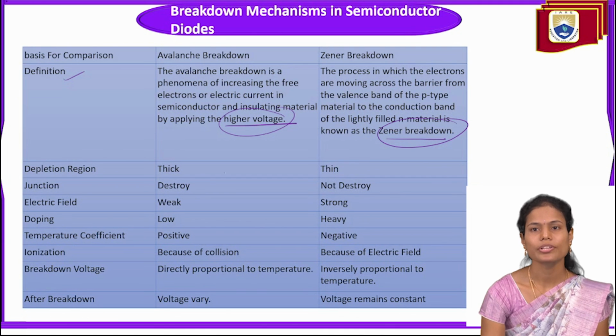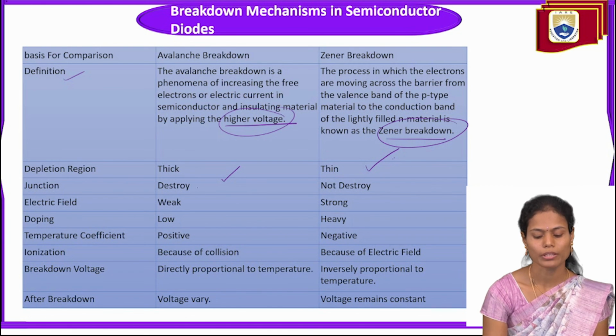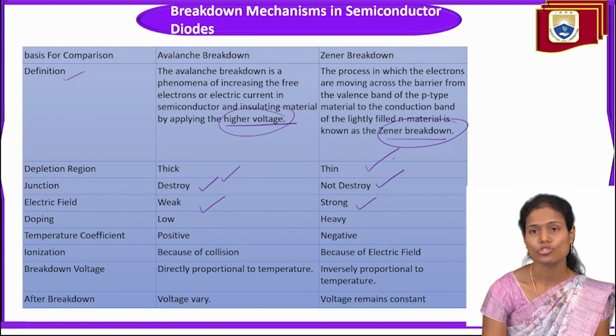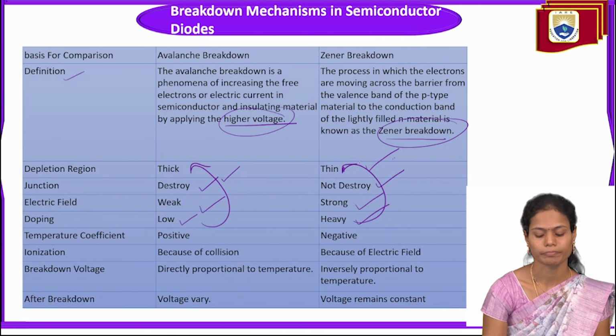And the depletion region is very thick in this case. It is very thin there. Why? Because it is heavily doped. Here it is lightly doped. The junction will be destroyed whenever you increase the reverse voltage here. It is not destroyed when we remove the reverse voltage there. And the electric field is very weak here, and it is very strong in the case of Zener breakdown. And the doping is very low in this case. It is very heavy in the Zener breakdown. Because of this reason, this is thick here and this is thin here.